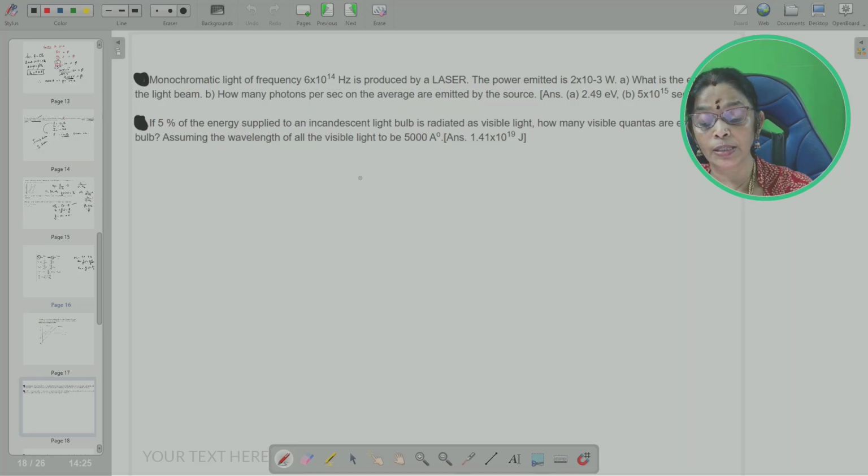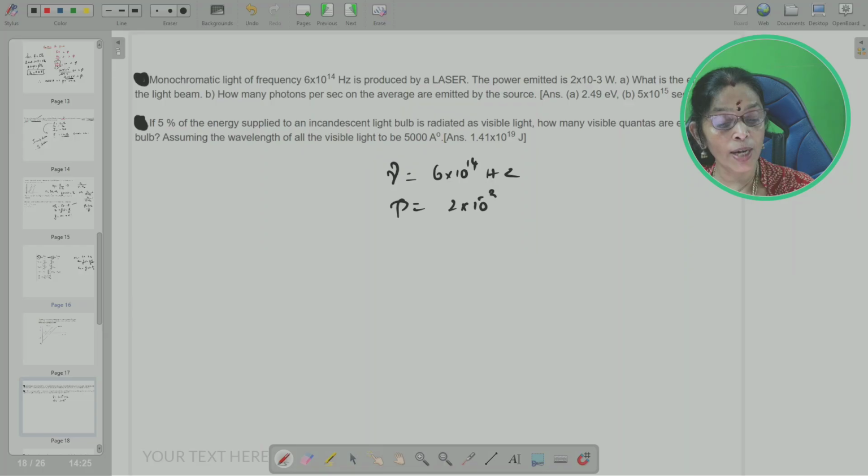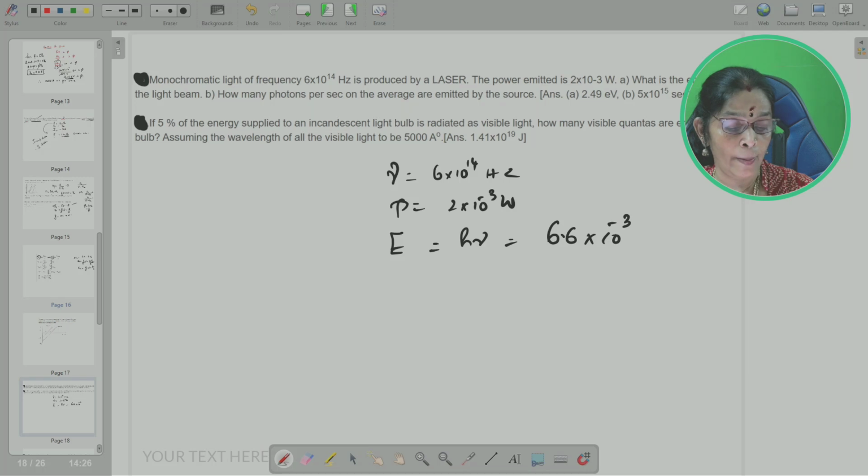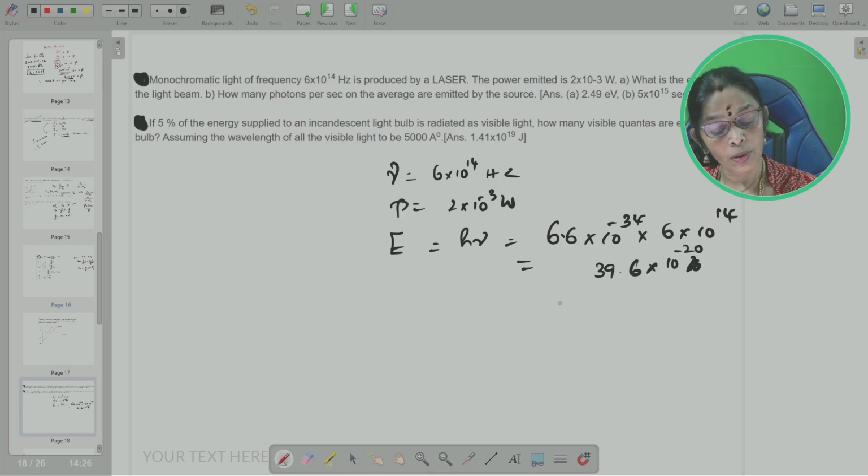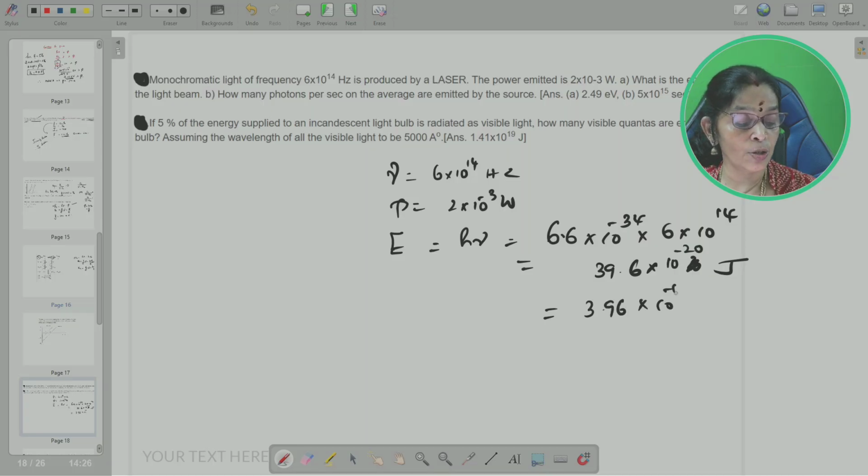Monochromatic light of frequency is given, that is equal to 6 into 10 power 14 Hertz. The power emitted is given as 2 into 10 power minus 3 watt. What is the energy of the photon? Use the formula E is equal to h nu and get 6.6 into 10 power minus 34 into 6 into 10 power 14. So that is equal to 39.6 into 10 power minus 20 joules, or you can write 3.96 into 10 power minus 19 joules.